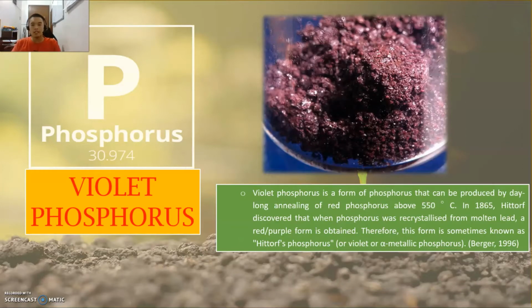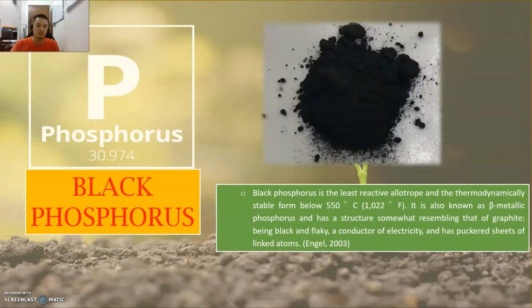Violet phosphorus is a form of phosphorus that can be produced by day-long annealing of red phosphorus above 550 degrees Celsius. In 1865, Hittorf discovered that when phosphorus was recrystallized from molten lead, a red-purple form is obtained. Therefore, this form is sometimes known as Hittorf's phosphorus, or violet or alpha metallic phosphorus.